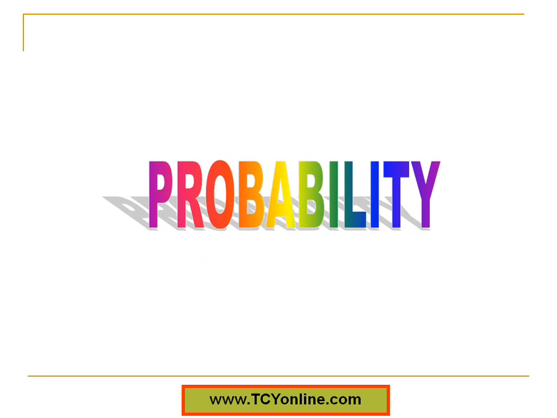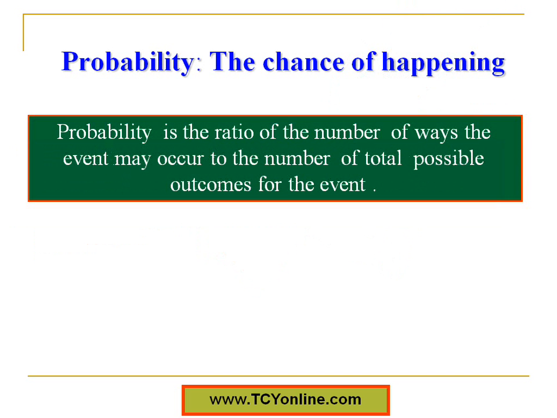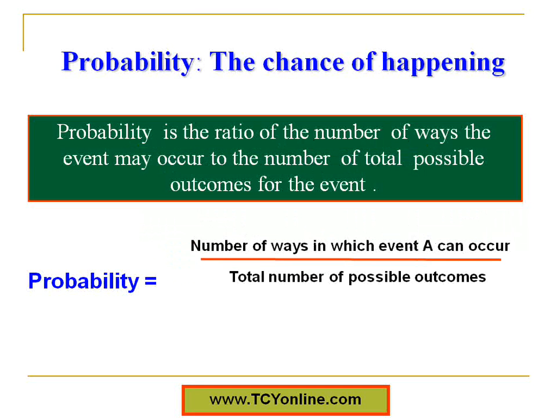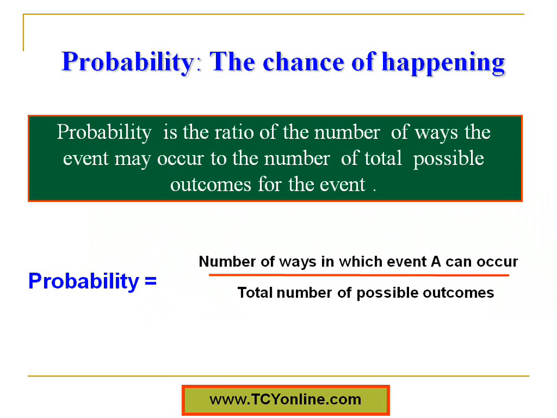Now let's move to probability. Probability simply means the chance of happening. Or we can define probability as the ratio of the number of ways the event may occur to the number of possible outcomes for that event. Or you can write down this as number of ways event A can occur over the total number of possible outcomes.